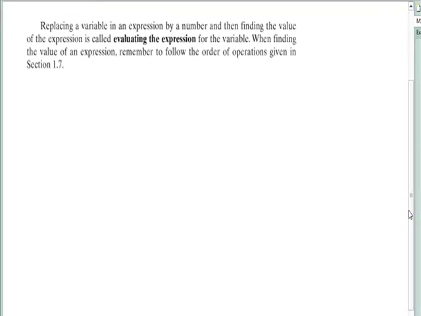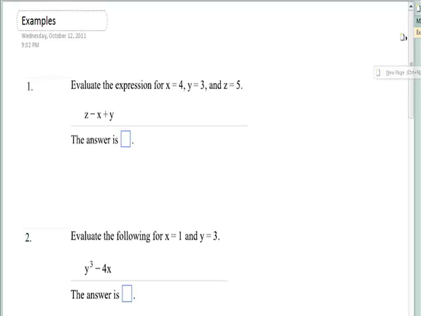This is a little bit like having a play in, say, a football program. You've got a particular play, and the play doesn't have any value until you send in the players. Well, an algebraic expression does not have a value until you send in the numbers. So let's look at some examples.